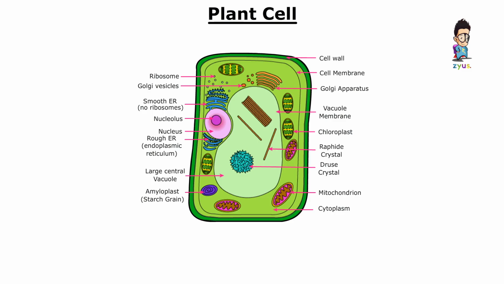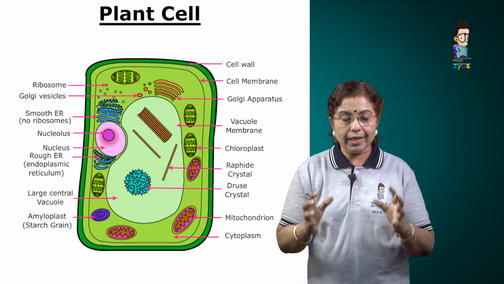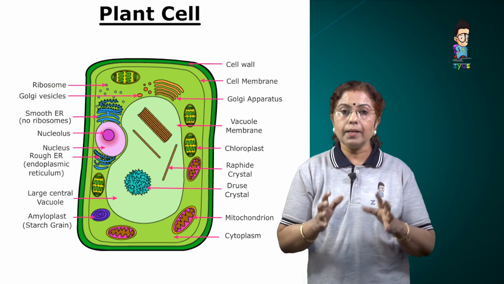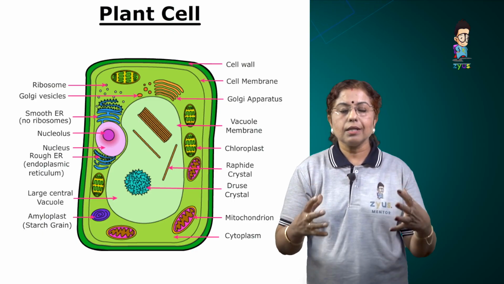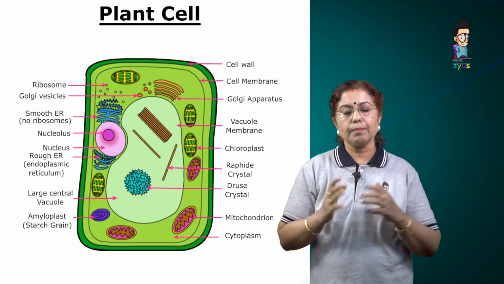Now let us learn about some particular organelles which are present only in plant cells. As we have already discussed in the previous class, the differences between plant cells and animal cells, there you have studied the major organelles which are present only in the plant cells. So let us discuss those organelles.